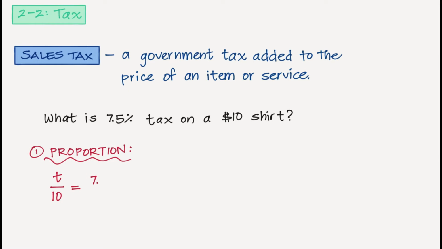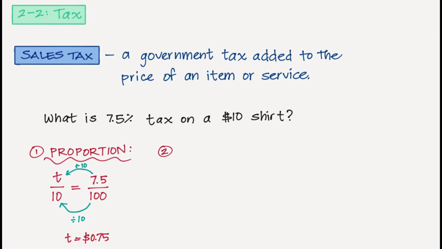And I could write this as that 7.5% out of 100 because we know that it's out of 100%. One way that I could solve this is by working backwards. 100 divided by 10 is equal to 10. So 7.5 divided by 10 is going to give me whatever my tax is, which is 75 cents. I'm really just moving that decimal place backwards one more time.